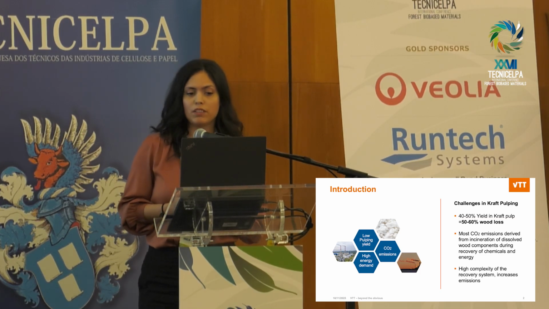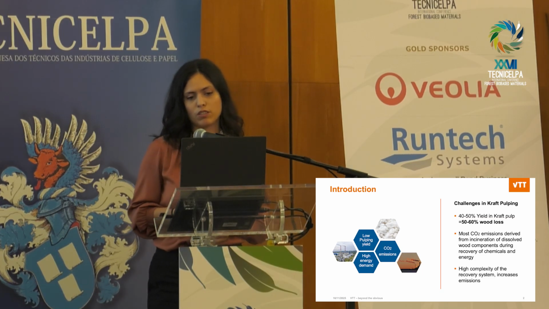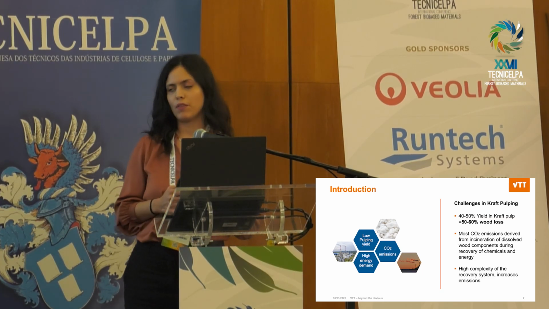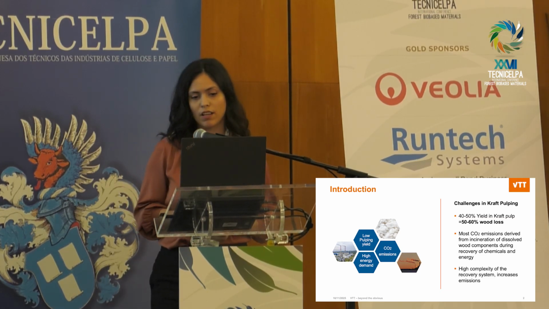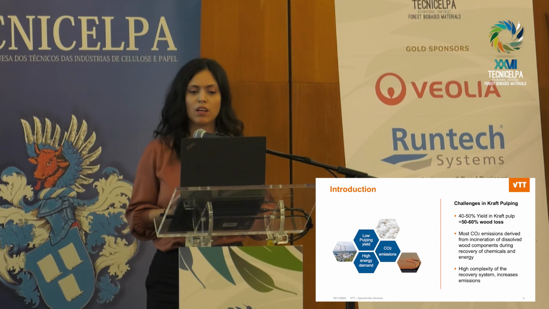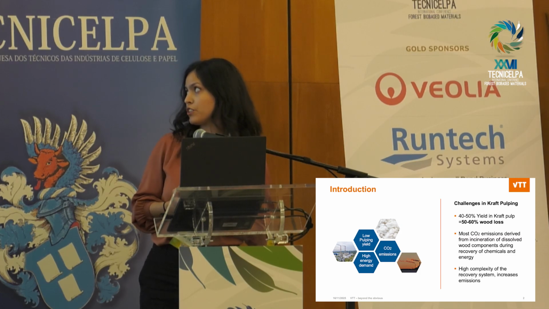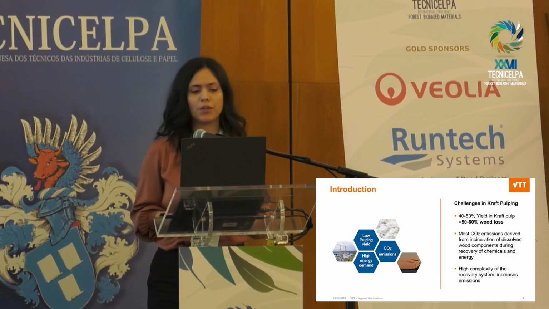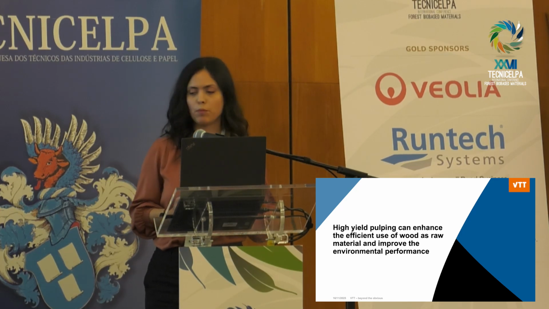In the dominant kraft pulping process, only 40 to 50% of the wood is converted into pulp, which means that 50 to 60% of the wood is lost. At the same time, the materials from the incineration of dissolved wood components during the recovery of chemicals and energy, in addition to the high complexity of those recovery systems, lead to an increase in CO2 emissions.